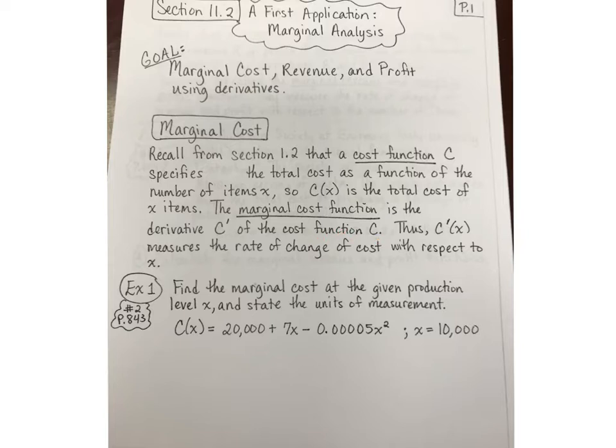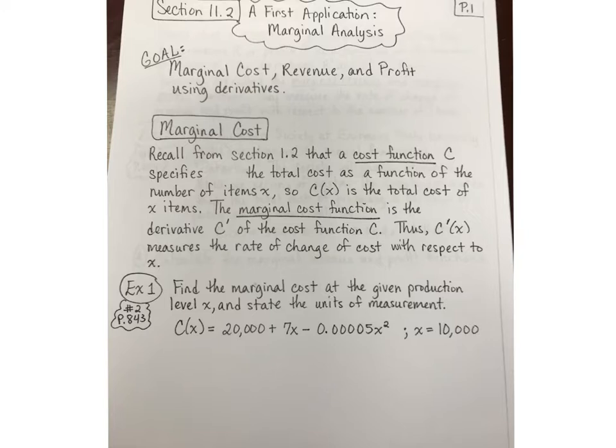Remember, your marginal cost was your slope. Now your slope of your tangent line is your derivative. So C prime of X is going to measure the rate of change of cost with respect to X. So our first example, we are going to find the marginal cost at the given production level X and state the units of measurement. We're given C of X is equal to 20,000 plus 7X minus 0.00005 X squared when X is equal to 10,000.